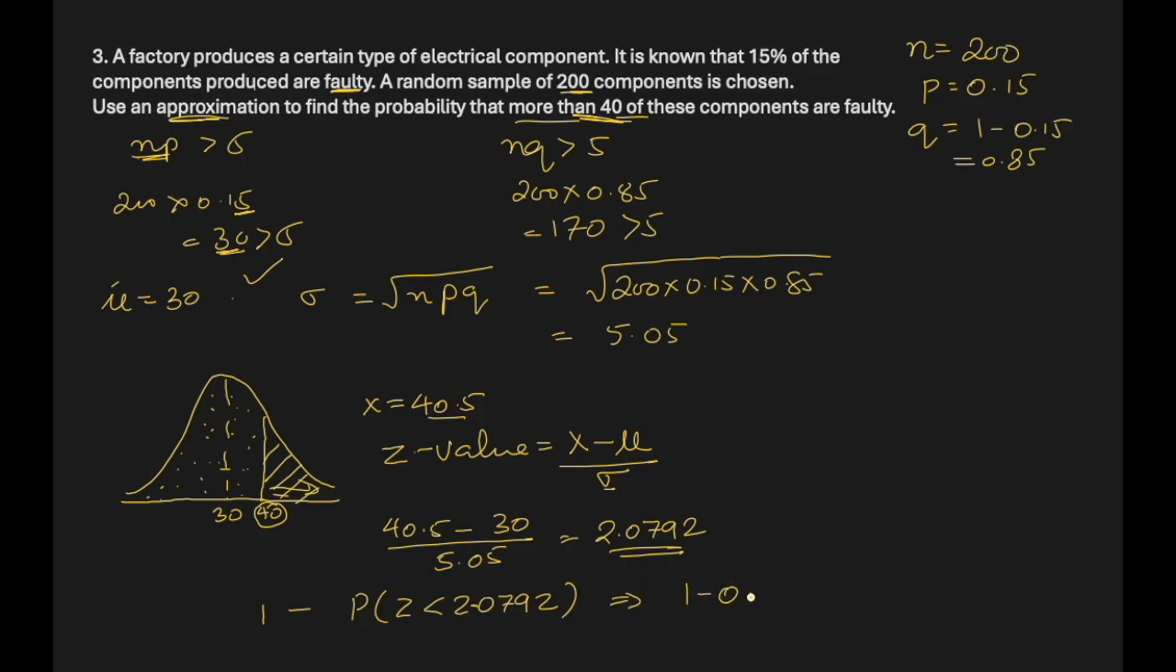1 minus 0.9812. And if I subtract it, how much it comes out? 0.0188, right? Yes, this is the probability that we'll get more than 40 faulty components in a set of 200. Very, very less probability.